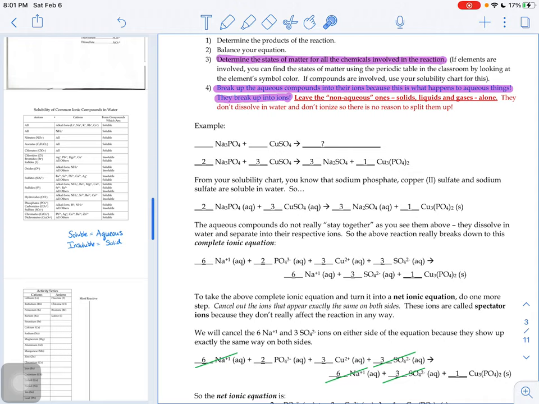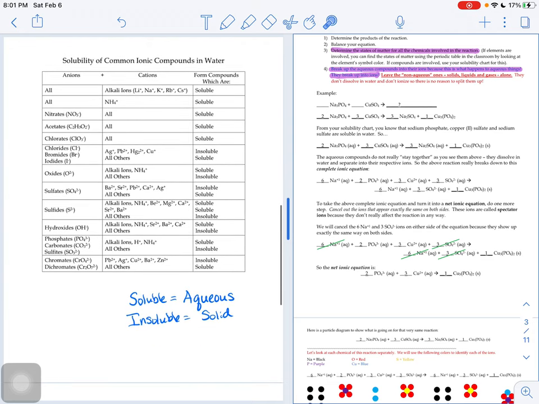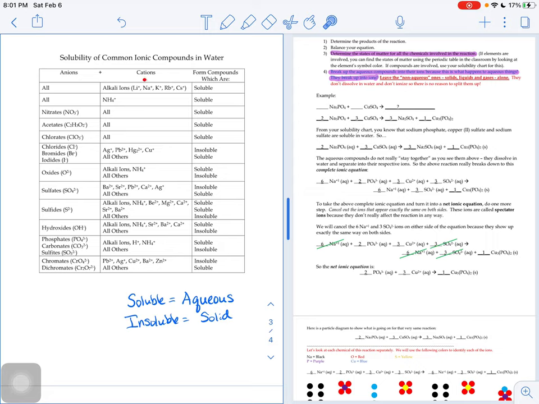We're going to go to our solubility chart now and figure out what the states of matter are on all these things. So the first chemical, this Na3PO4, sodium phosphate, I'm going to go to my solubility chart here and figure out sodium phosphate. There's a couple different ways you could look it up. You could look at it from the sodium perspective.